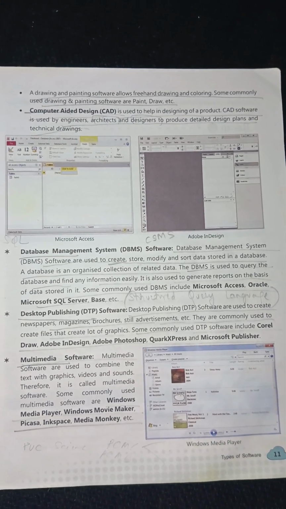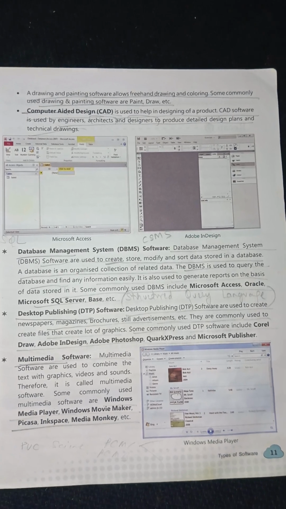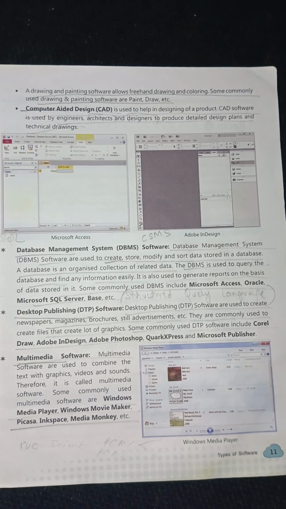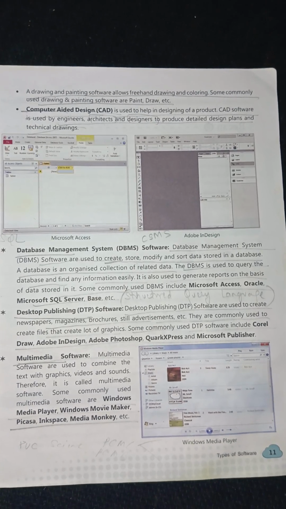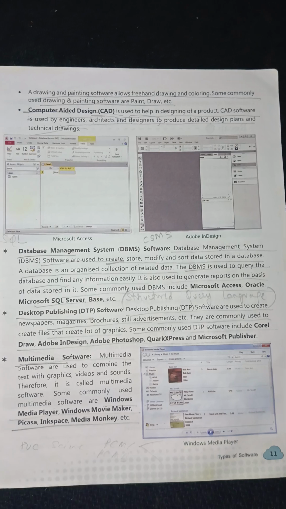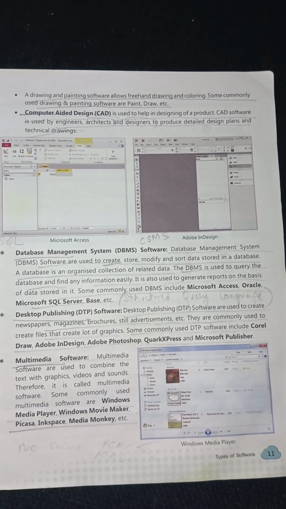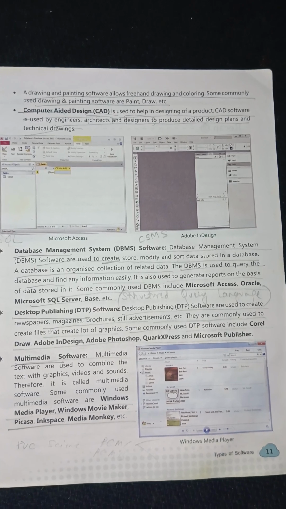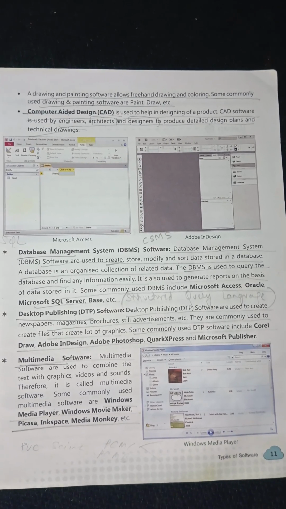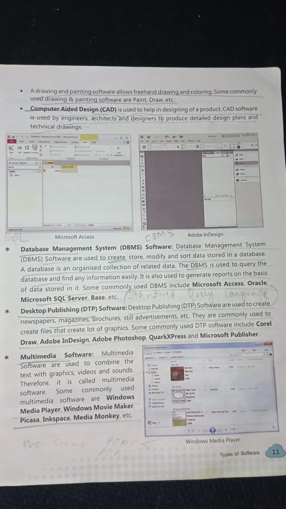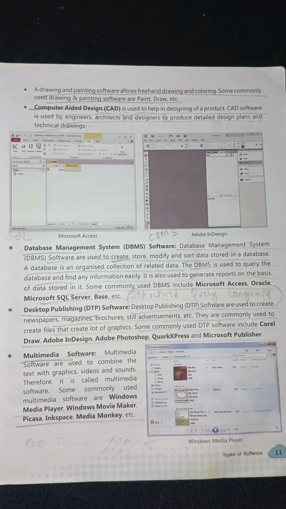Desktop publishing, DTP software. Desktop publishing software is used to create newspapers, magazines, brochures, advertisements, etc. They are commonly used to create files that contain a lot of graphics. Some commonly used DTP software include Corel Draw, Adobe InDesign, Adobe Photoshop, QuarkXPress and Microsoft Publisher.